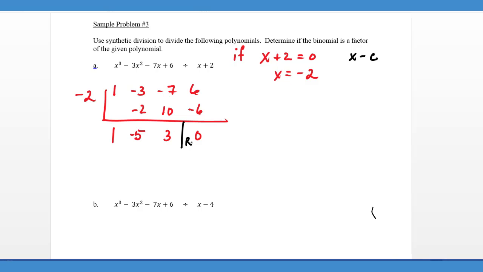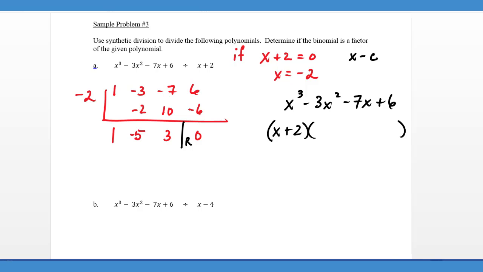Now, here's what you've got to learn how to do. You have to figure out what is the remaining part. So we know that x plus 2 is a factor. So if I did this, I said x to the third minus 3x squared minus 7x plus 6, and I asked you to factor this. Well, I now know that x plus 2 is a factor. However, what I need to figure out is what's remaining. Well, that's where the synthetic division comes into play.